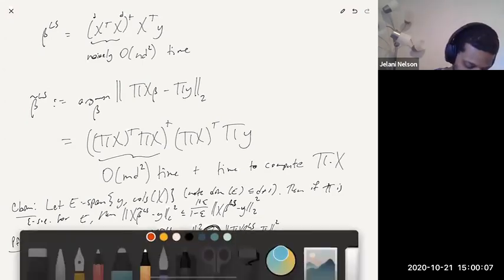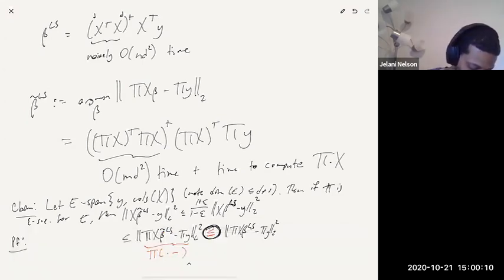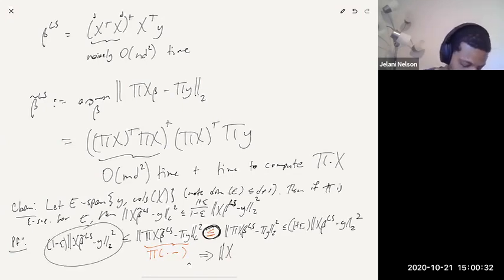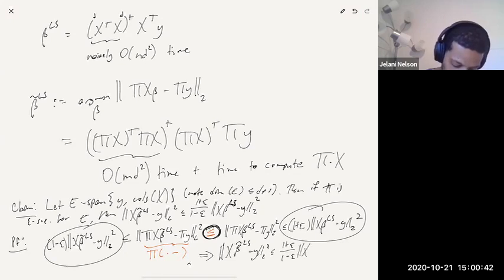So this is at least 1 minus epsilon times the norm squared of X beta LS minus Y, L2 norm squared. And similarly on the right, this is at most 1 plus epsilon times X beta LS minus Y, L2 norm squared. So if you just rearrange things, basically take this and compare it to this, it means that X beta tilde LS minus Y, L2 norm squared, is at most 1 plus epsilon over 1 minus epsilon times X beta LS minus Y, L2 norm squared.